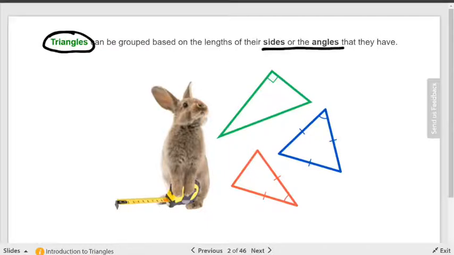Did they Photoshop that bunny? No, they got the real bunny. The bunny drew those triangles, and so they just took a picture of him doing that.